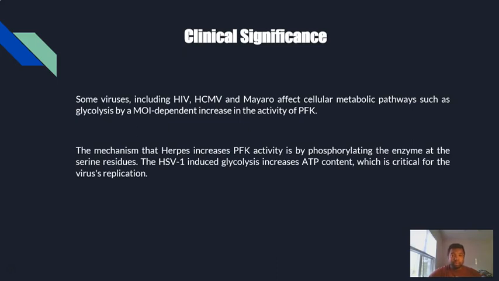At last, we can see that some viruses, including HIV, HCMV and others, affect cellular metabolic pathways such as glycolysis through an MOI-dependent increase in the activity of PFK. The mechanism by which herpes increases PFK activity is by phosphorylating the enzyme at the serine residue. The HSV-1 induced glycolysis increases ATP content, which is critical for virus replication.